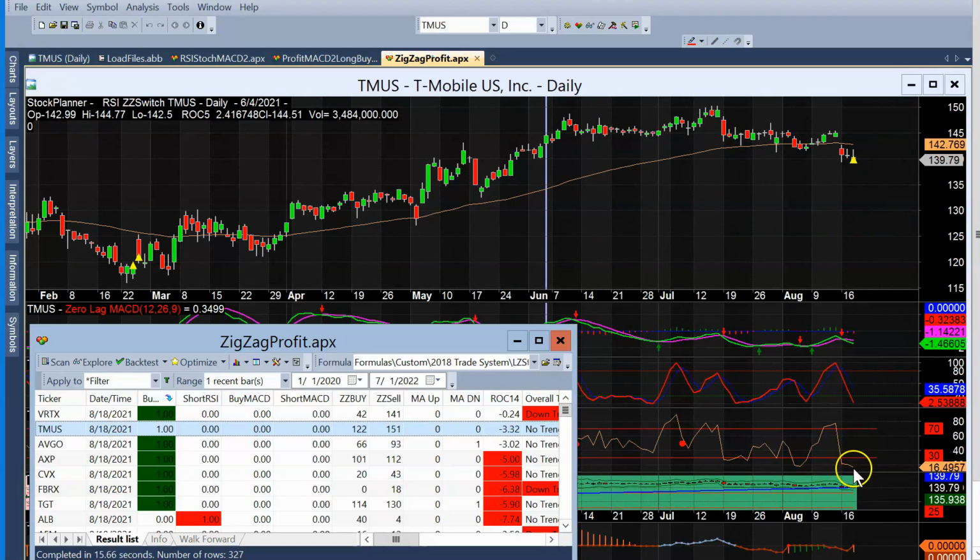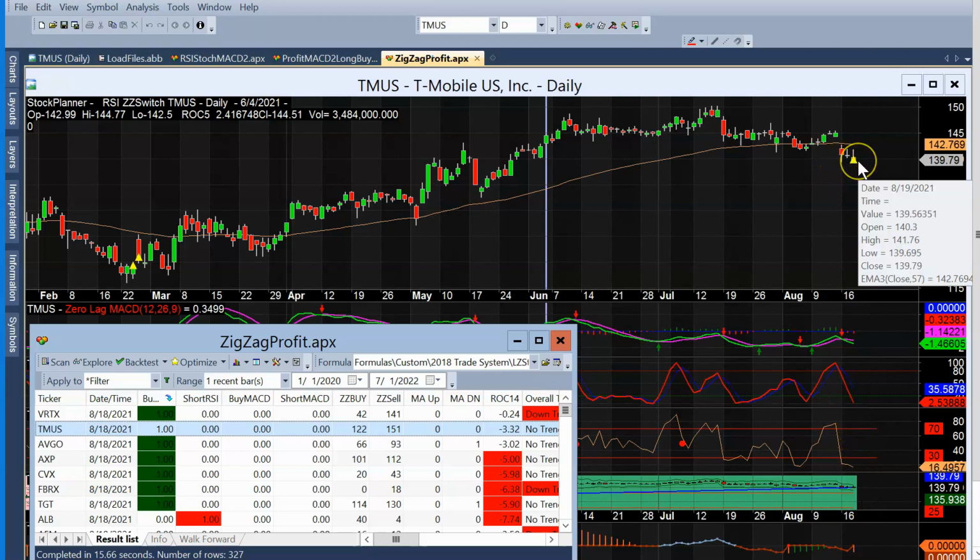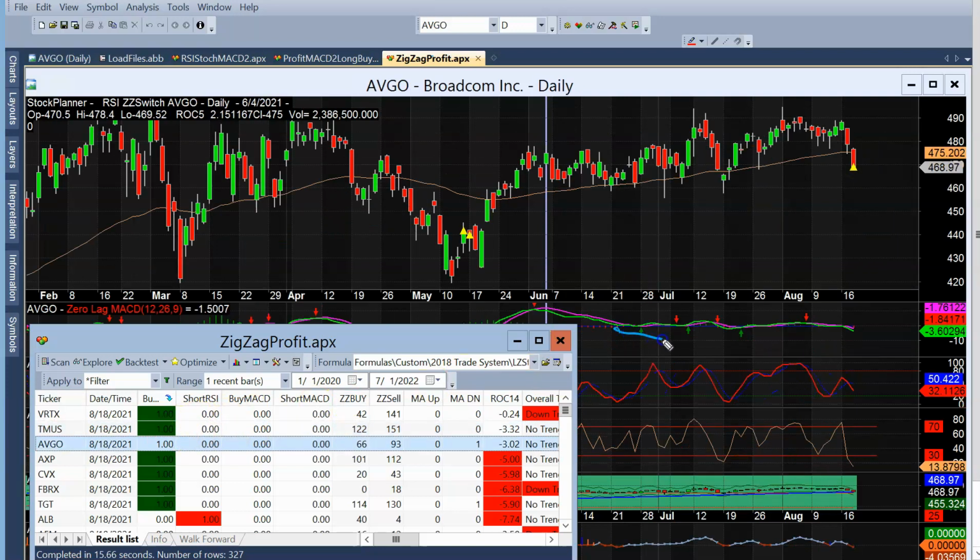T-Mobile, same kind of situation. We do have some momentum down here. Things look up, and my system is signaling a buy for T-Mobile. Broadcom, the MACD is not deep. It's hanging around the 0 line.